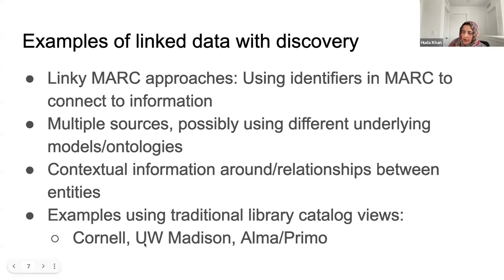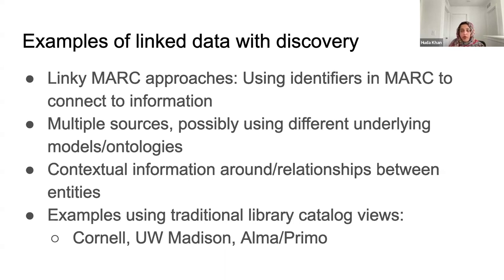So to start off with the examples, we're going to talk about two different groupings. These are not necessarily written law or comprehensive, but it's a way to think about this. There's one approach to using linked data in discovery that focuses on the use of identifiers as the main connecting point between multiple sources of linked data, where the sources may be using different models and ontologies. The focus is really on bringing out context to supplement whatever information is already displayed in the system.